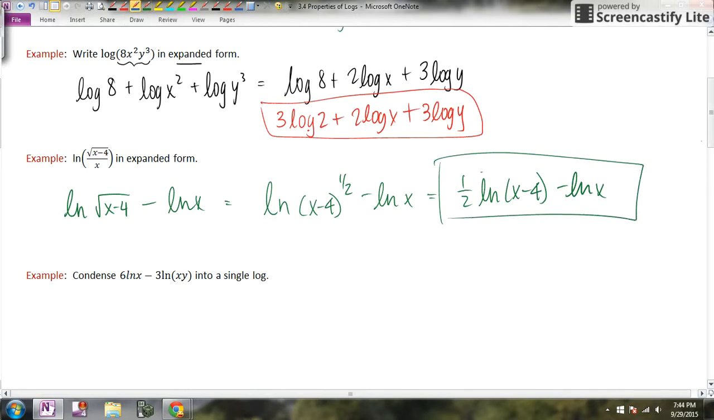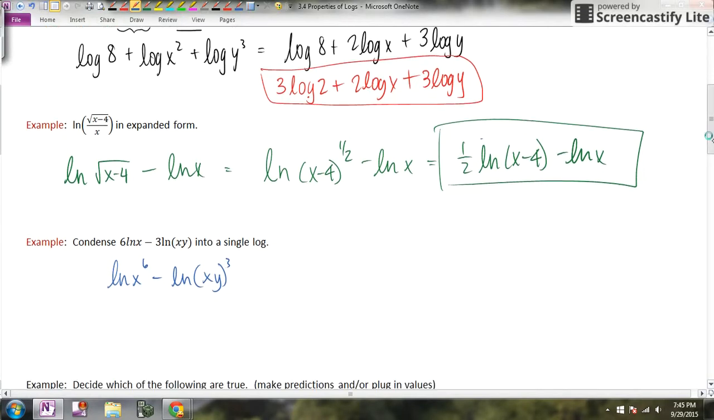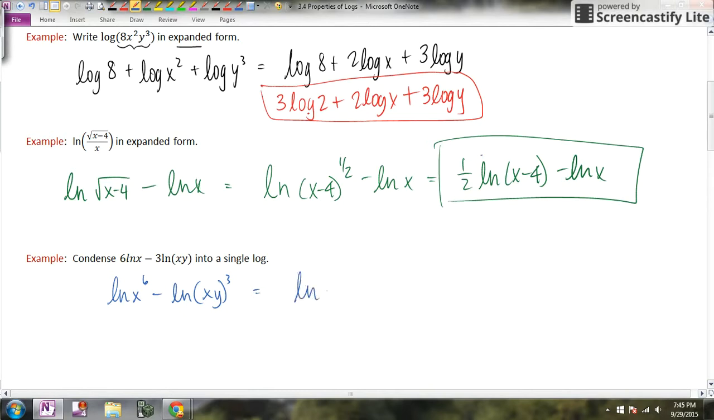So look at example 3, where I'm going to try to condense into one single log. So here we work a little backwards. First, I'm going to do power rule. So I see the 6 can go up. So that would be the ln of x to the 6th minus ln of, now both of them get that 3 because they're in parentheses. Now I see a little bit of subtraction going on here. So I will take care of that. Ln of x to the 6th over xy cubed. And I think I can still clean that up even more by saying ln of x to the 6th over x to the 3rd y to the 3rd. And even more, ln of x to the 3rd. Whoa, where'd that x come from?